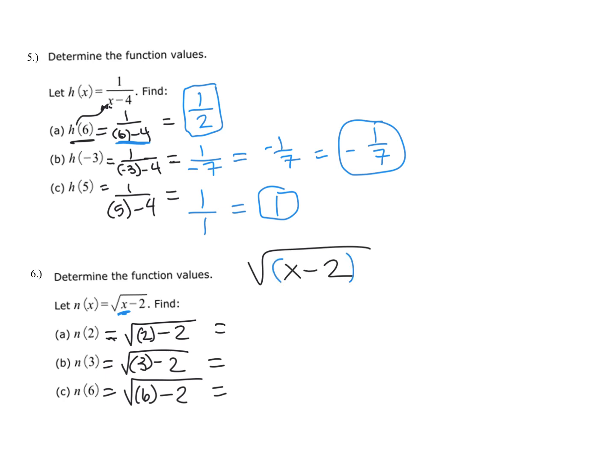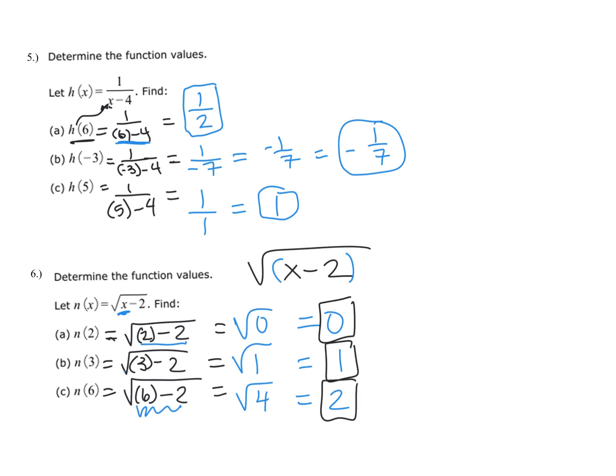Okay, all right, so 2 minus 2 is 0, so I have the square root of 0, and that's just 0. And then the square root of 3 minus 2 would be the square root of 1. The square root of 1 is 1. And then the square root of 6 minus 2 would be the square root of 4, and the square root of 4 is 2. And I could verify all of these with a calculator.